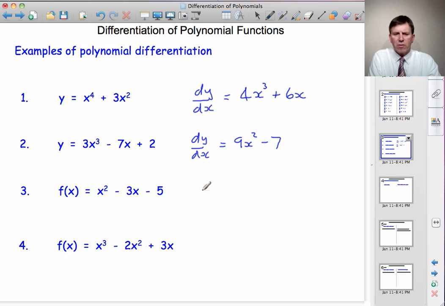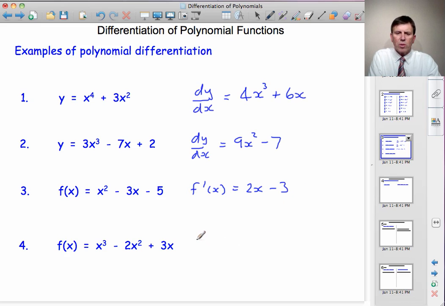Now then, a different form of notation. If instead of y equals something, we've got f(x), where f is a function of x, the derivative with respect to x is written as f dash of x. So f dash of x is equal to, differentiate x squared, we get 2x. Differentiate minus 3x, we get minus 3. Differentiate minus 5, and it disappears. So f dash of x, the derivative of f(x), is 2x minus 3.